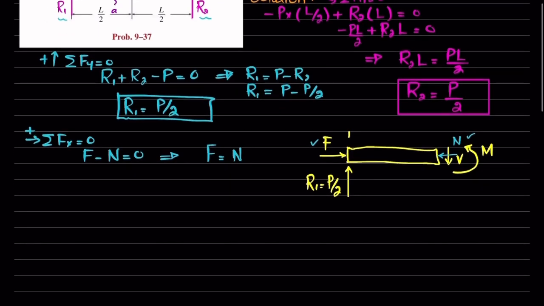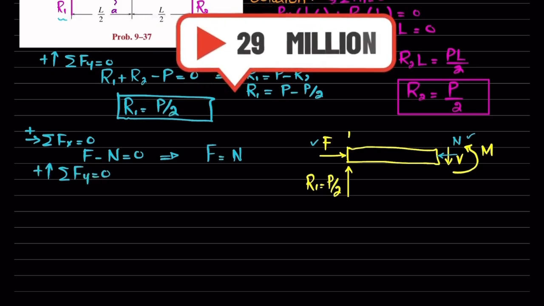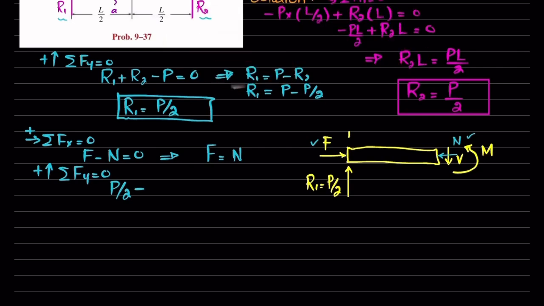Now we will find this V. For that I will apply the equation of equilibrium that the sum of all forces along the y direction must be equal to 0, and upward force is taken as positive. So R1, which is acting upward, which is P by 2, minus this V, which is acting downward, is equal to 0. So from here you will get this V is equal to P divided by 2.